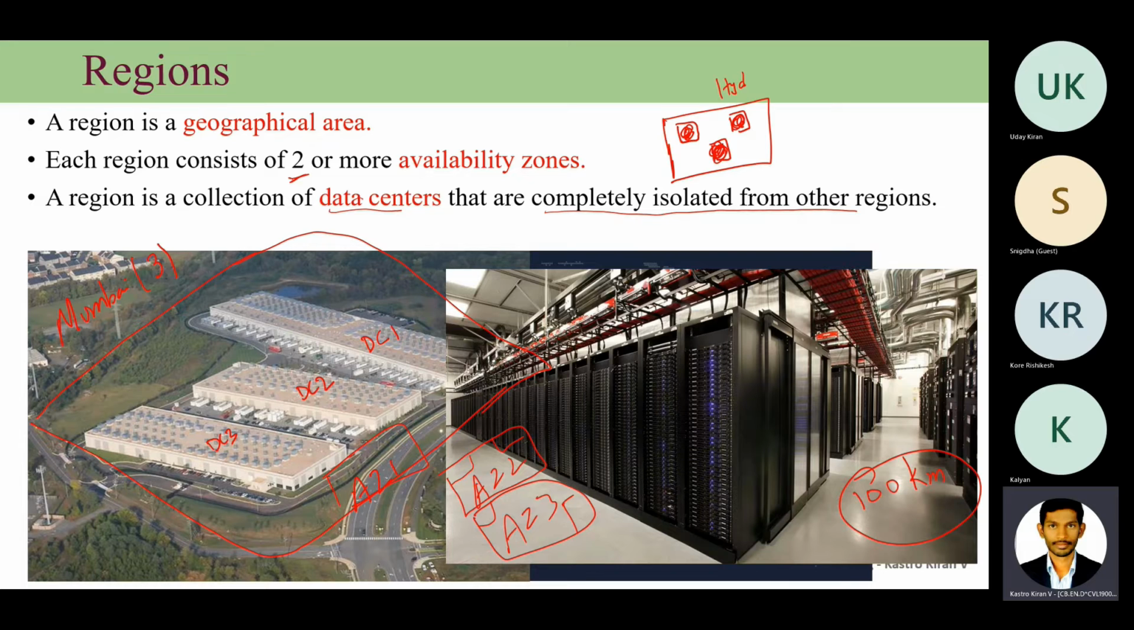So in order to maintain those safety regulations and keep away from natural disasters, availability zones will be maintained at a distance of a minimum of 100 kilometers in the same region. Remember, here the region doesn't change, only the distance between availability zones changes. So that is what a region is.